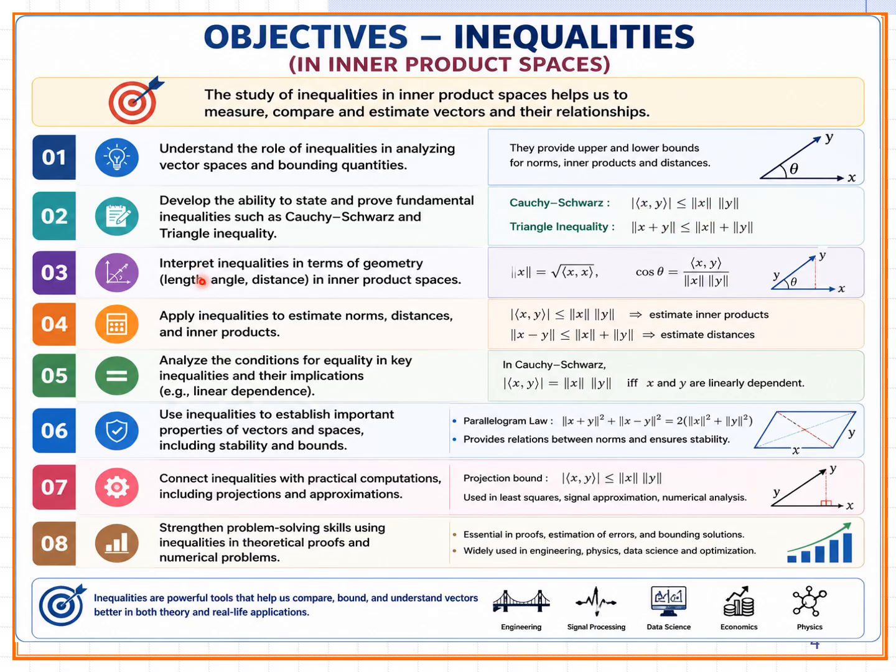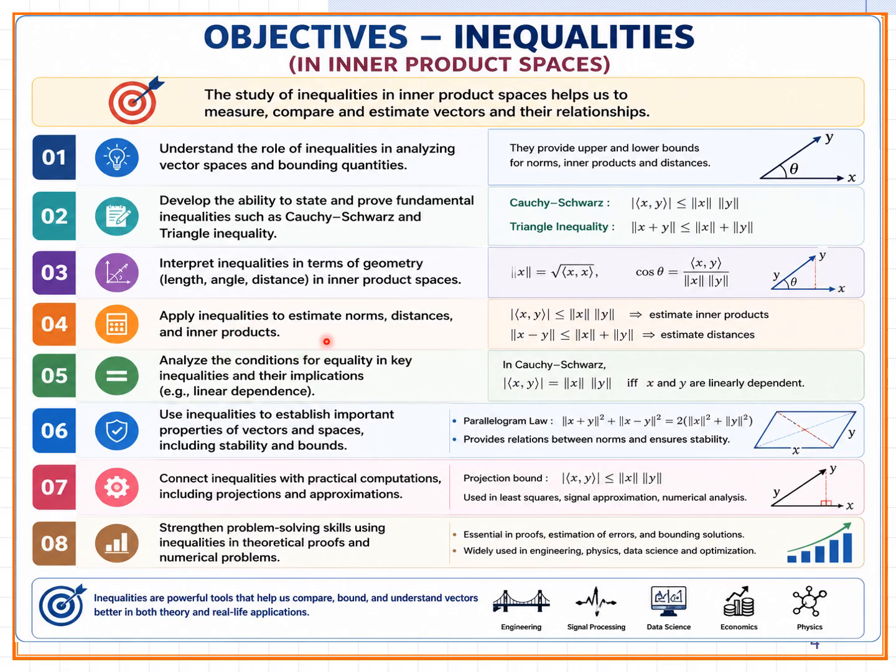The third one is interpret inequalities in terms of geometry. It means length, angle, distance in inner product spaces. It means it is a cos theta. So modulus of inner product of x and y equals norm x into norm y. The fourth one is apply inequalities to estimate norms, distances and inner products. It is an estimate of distances.